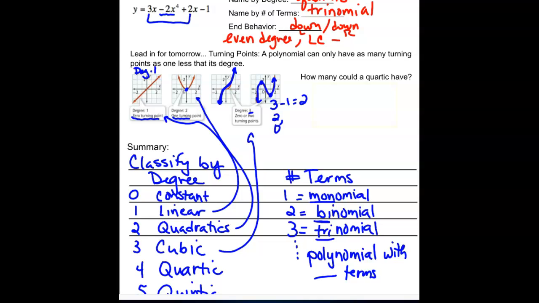So a quartic, degree 4, the maximum number of turns it could have would be 3. We have a couple pictures here. So degree 4, 4 minus 1 gets us 3. That's the maximum number of turns. This first picture shows us that. Okay, 3 turns. Or go down, skip 1 number. Our next option would be 1 turn, and that's what this picture is showing. So it can have 3 or 1.